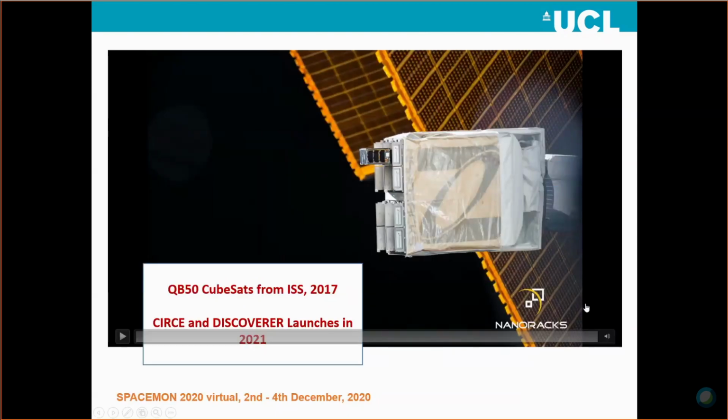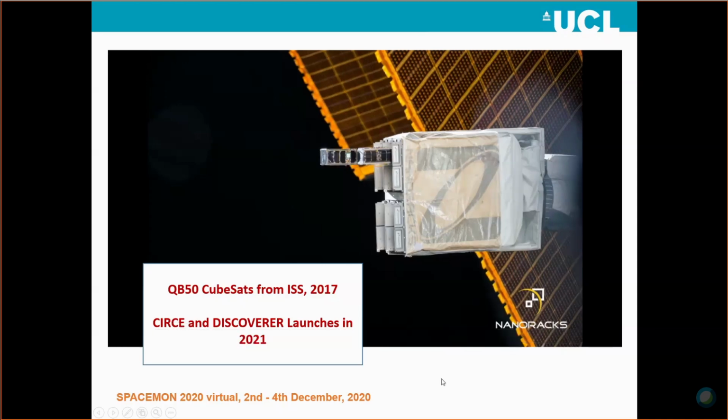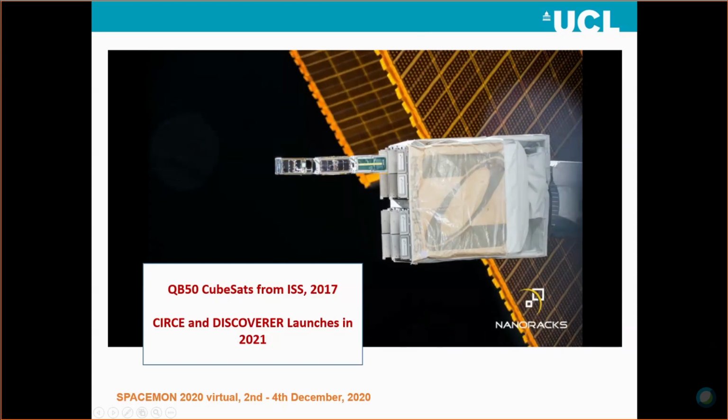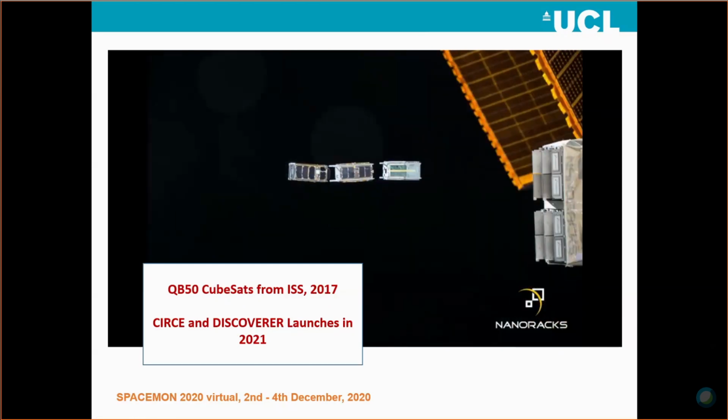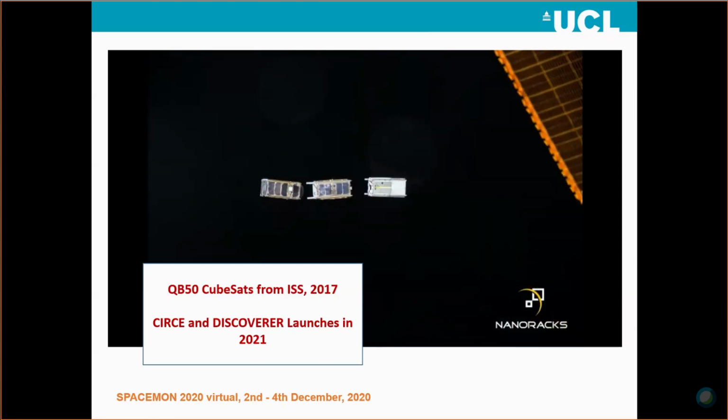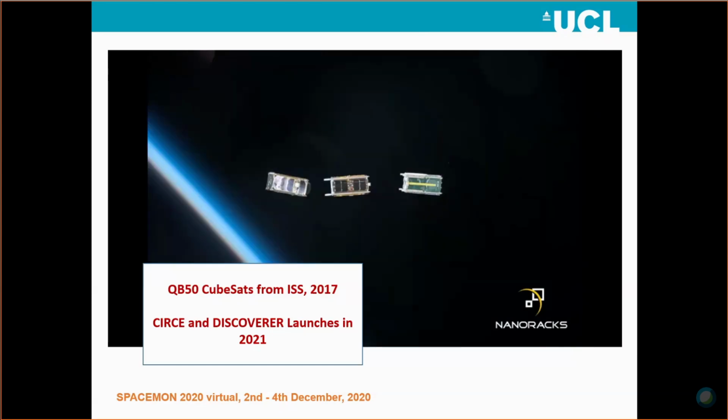With the deployment of the QB50 satellites from the ISS, and hopefully in 2021 we will have a few more photographs like this, especially since Discoverer is going on from the ISS, and we will have a few more pictures like this.